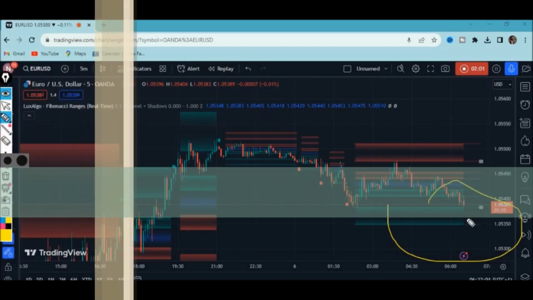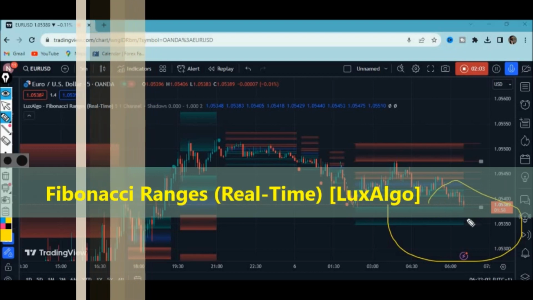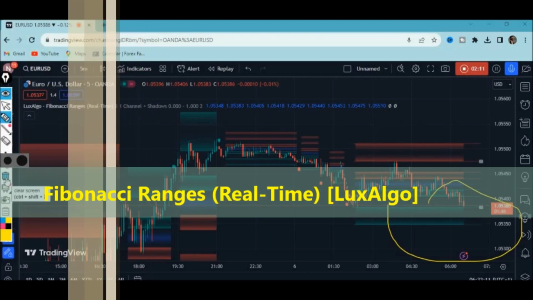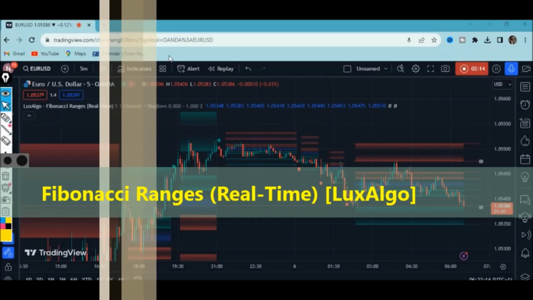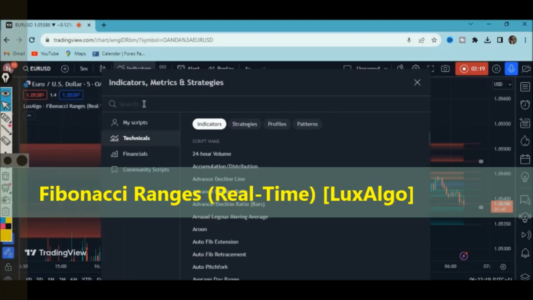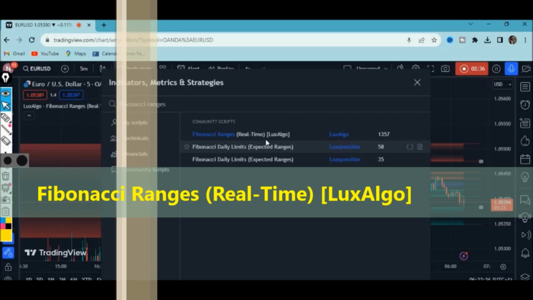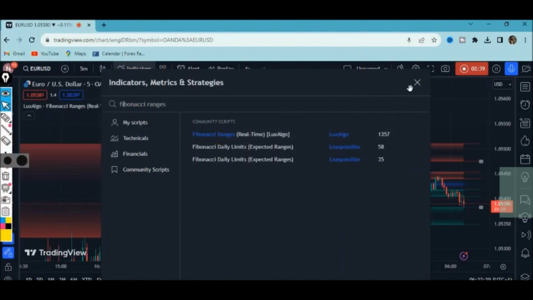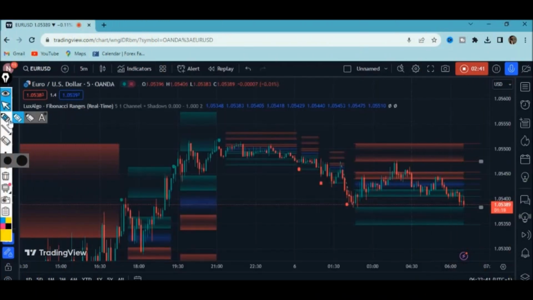So guys, let me show you how to add the indicator first, because we're just going to use the default settings. To add it, you're just going to click on the indicators tab, then type Fibonacci Ranges Real Time by LuxAlgo. You click on it, and it will appear like this right on your chart.